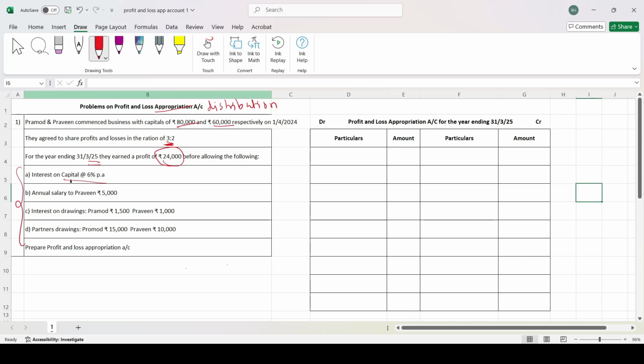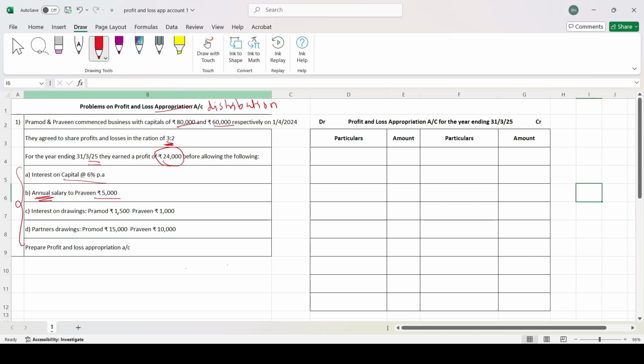Interest on capital at 6% per annum. For each partner you have to give interest on the capital invested by that partner. How much percentage? That is 6% per annum. Per annum in the sense for 1 year it is 6%. Annual salary to Praveen rupees 5,000. So for Praveen you are paying a salary of rupees 5,000, and observe one thing, it is annual salary. Annual salary is nothing but per year salary. For 1 year you are supposed to pay 5,000 rupees as salary to Praveen.